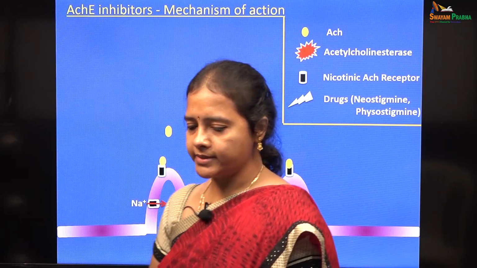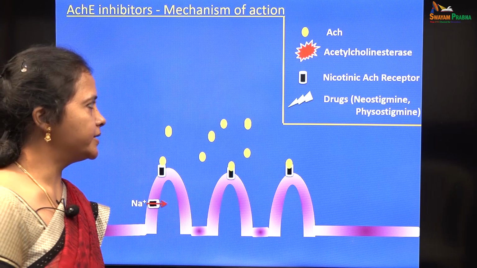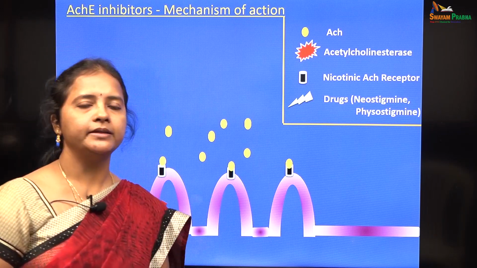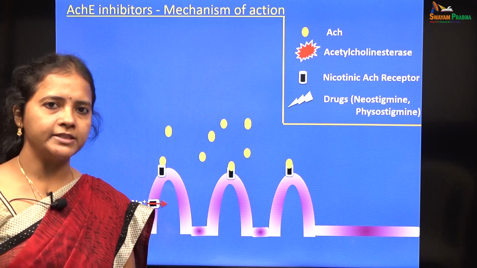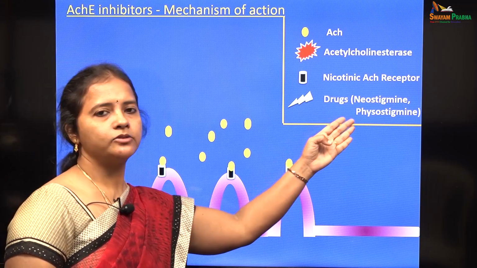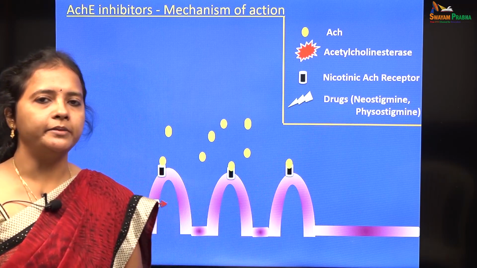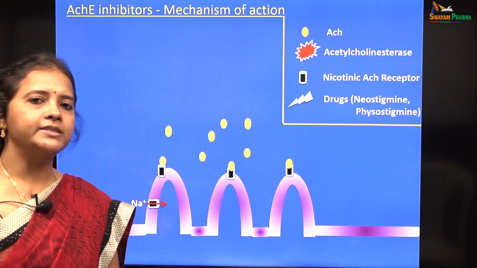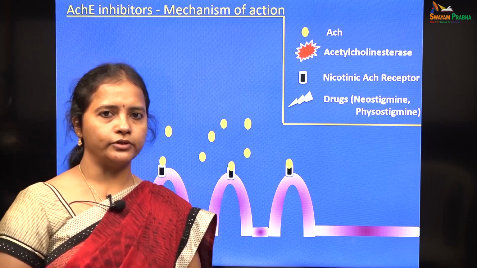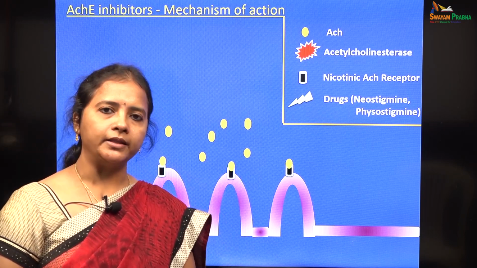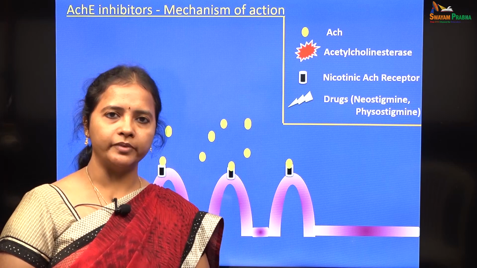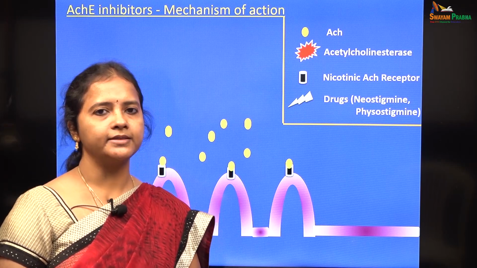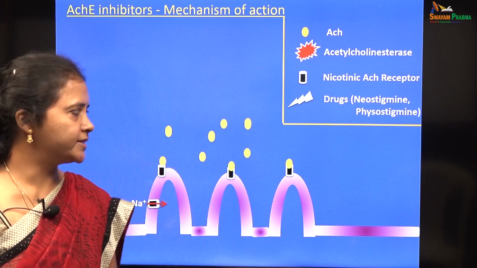Regarding the acetylcholinesterase inhibitors, they can be reversible inhibitors or irreversible inhibitors. Reversible inhibitors are usually drugs like neostigmine and pyridostigmine, and irreversible inhibitors are usually organophosphorus compounds like parathion, malathion, nerve gases, toxins from the snake bites. All these things can be irreversible acetylcholinesterase inhibitors.